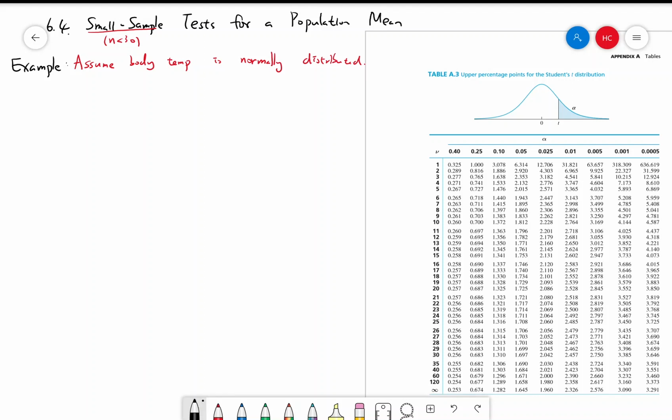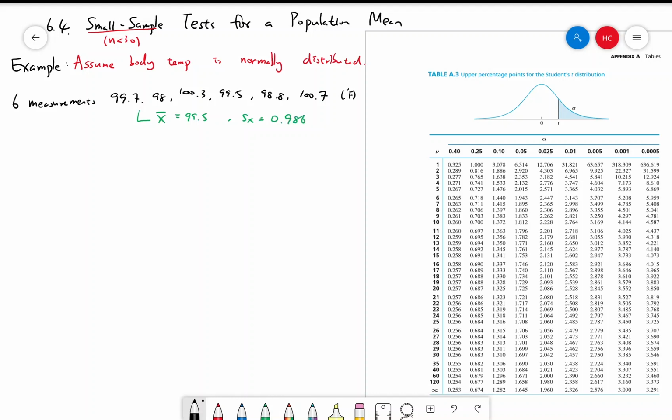Okay, and then let's take 6 measurements from a person. So the measurements are 99.7, 98, 100.3, 99.5, 98.8, 100.7. All these are in Fahrenheit. Using a calculator, we can figure out the sample mean is 99.5 and the sample standard deviation is 0.986.